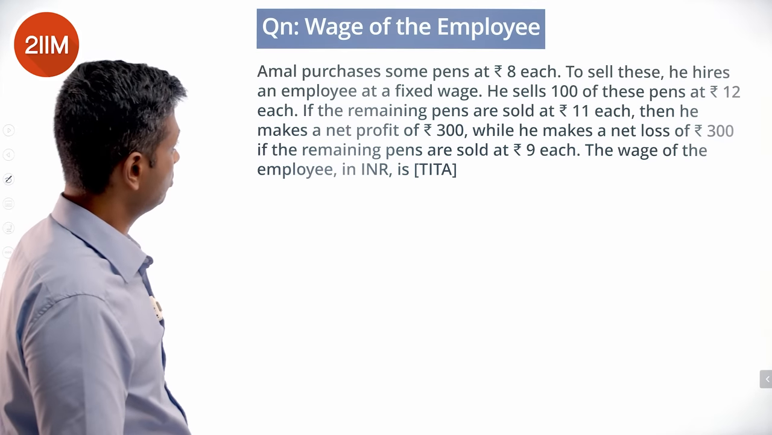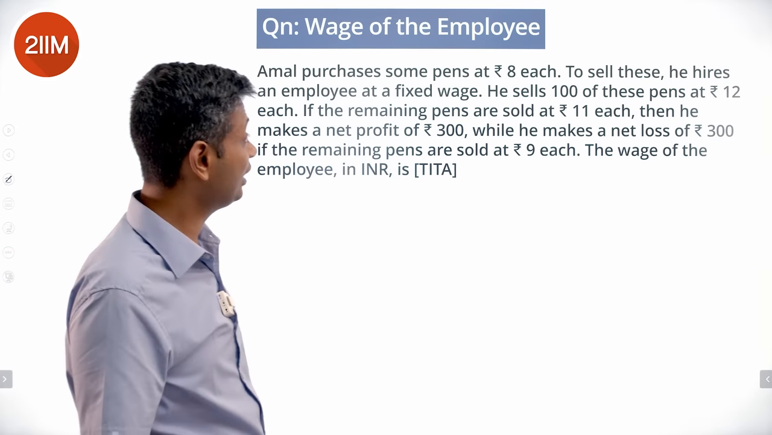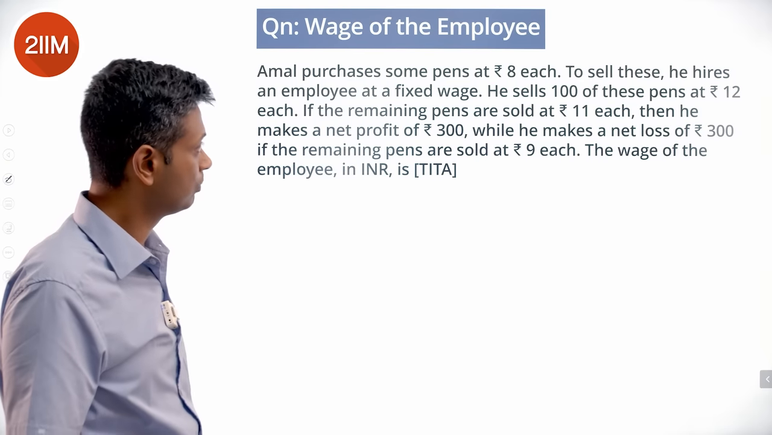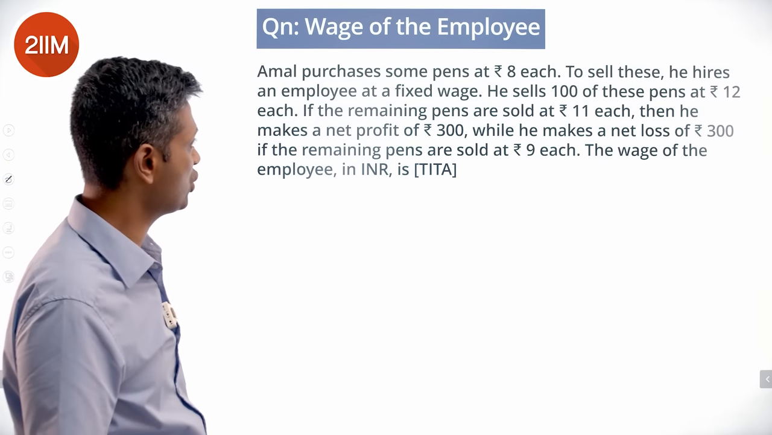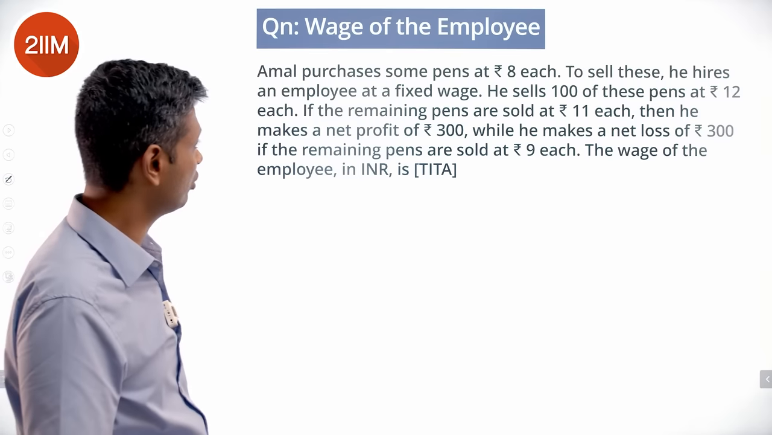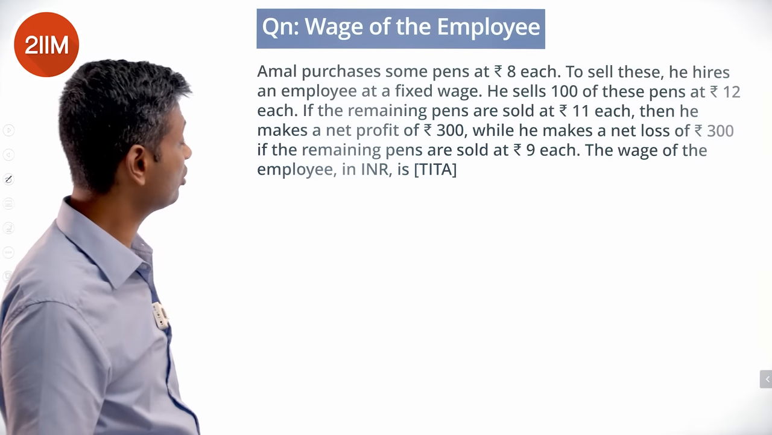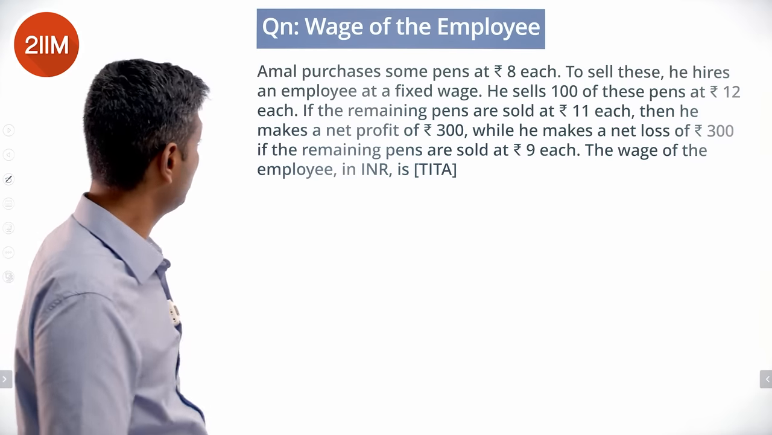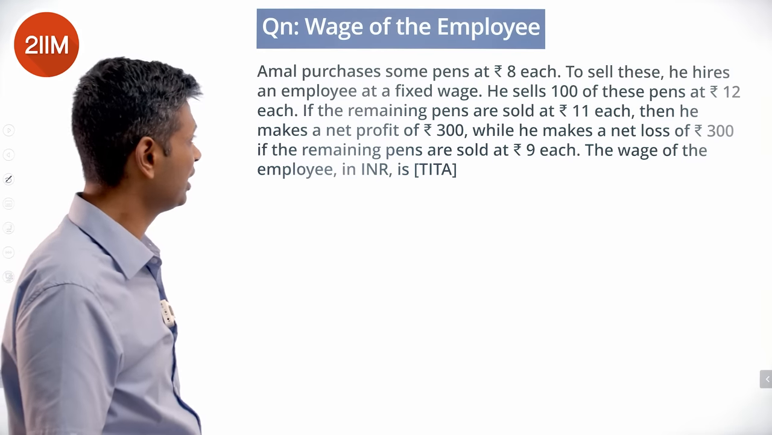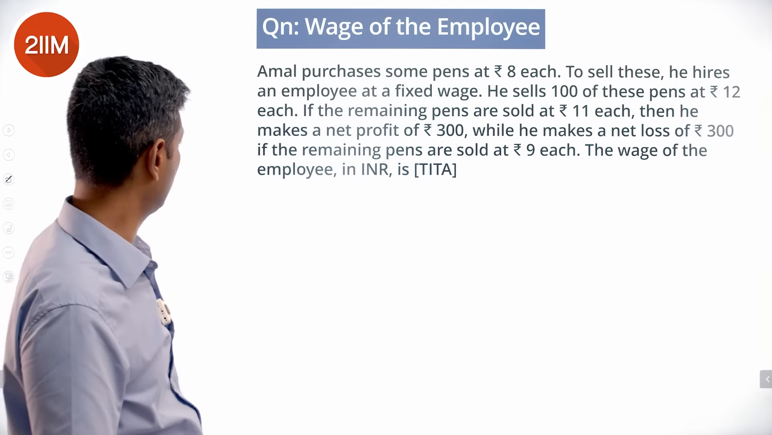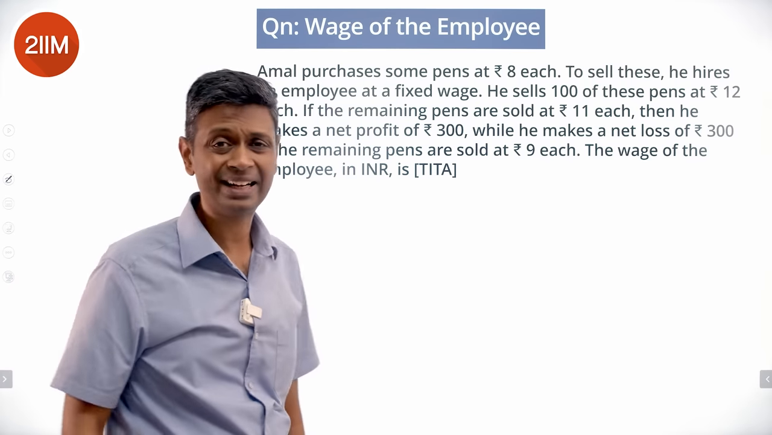Amal purchases some pens at rupees 8 each to sell these. He hires an employee at a fixed wage. He sells 100 of these pens at rupees 12 each. The remaining pens are sold at rupees 11 each. Then he makes a net profit of rupees 300. While he makes a net loss of rupees 300 if the remaining pens are sold at 9 each.